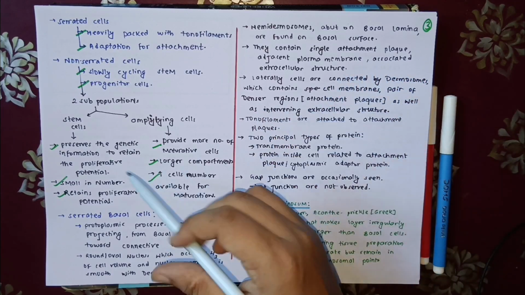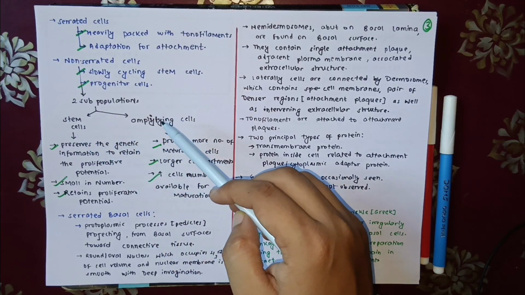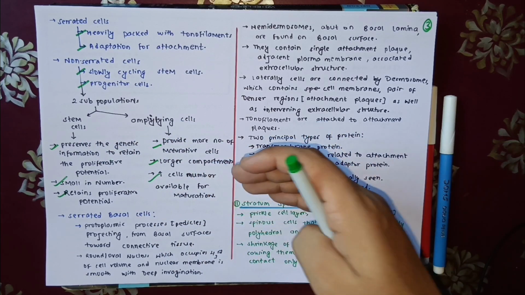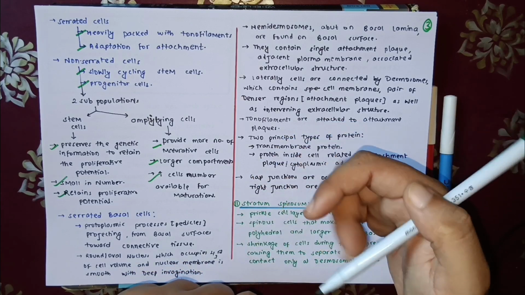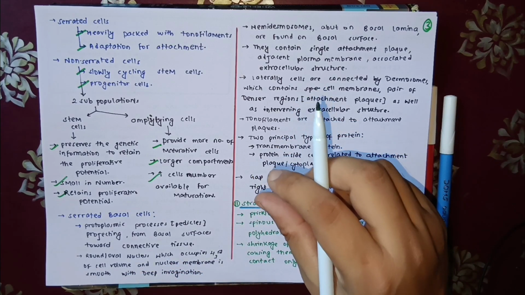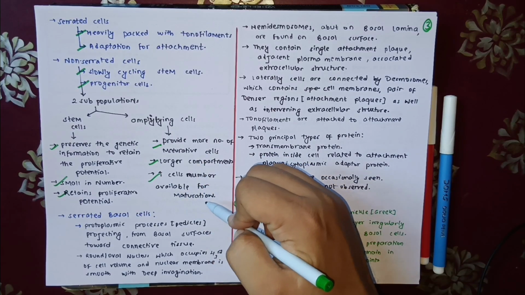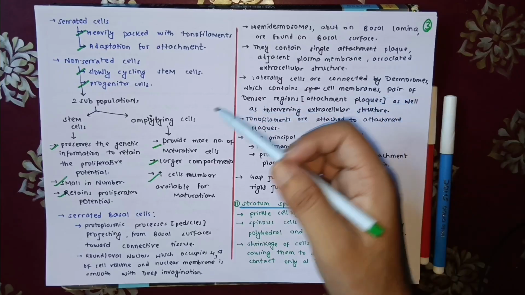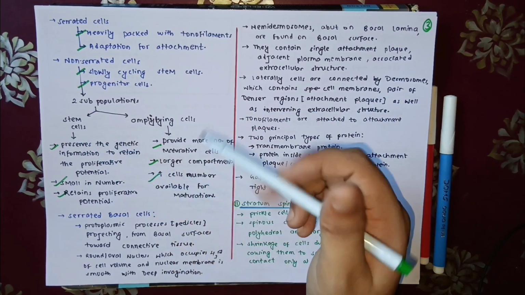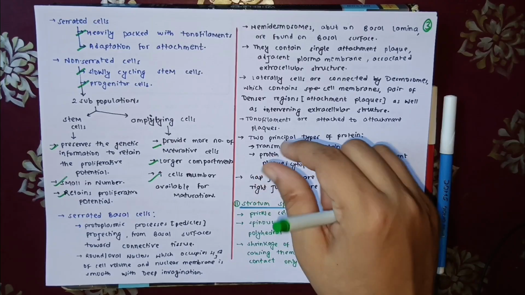In the non-serrated cells also, there is a stem cell and another is the amplifying cell. The amplifying cells just get multiplied, and after multiplication they provide all those cells to the upper layer. So they increase the cell number for the maturation. And the stem cells are smaller in number and they just preserve the genetic information.